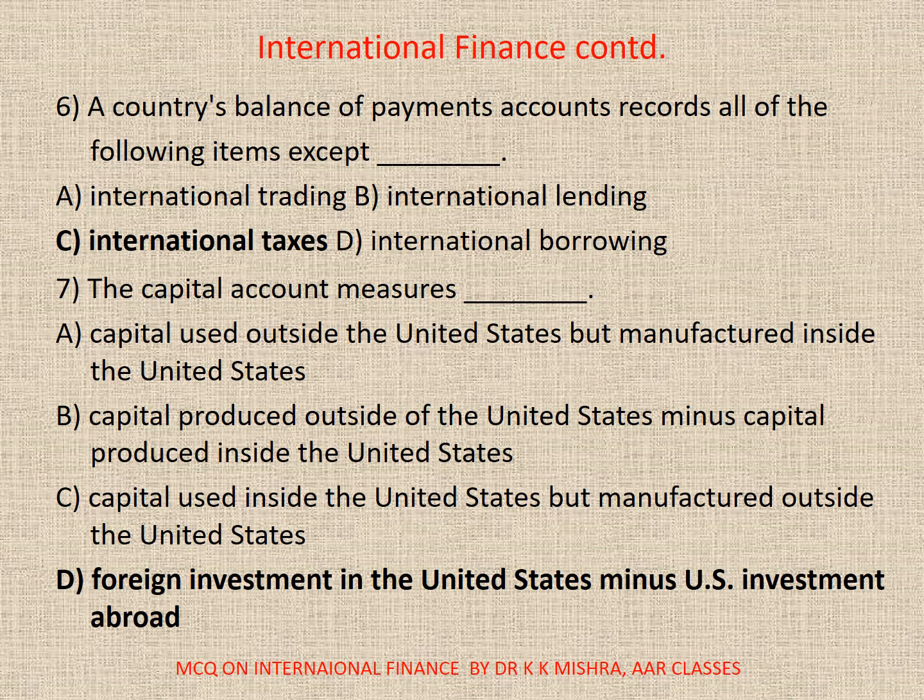A country's balance of payments accounts records all of the following items except dash. Here correct option is C, international taxes. 7. The capital account measures dash. The correct option is D, foreign investment in the United States minus US investment abroad.